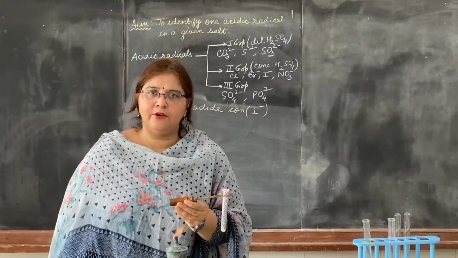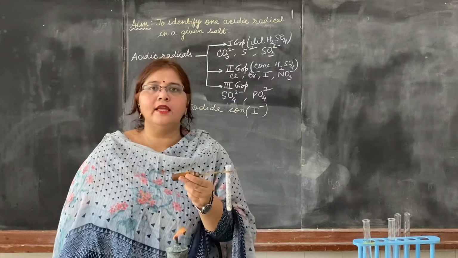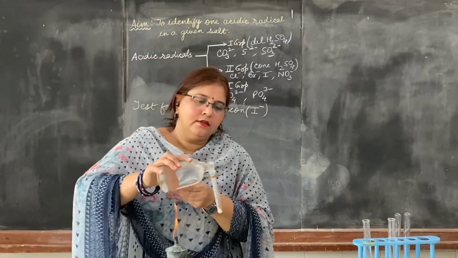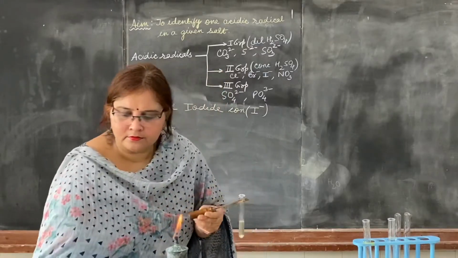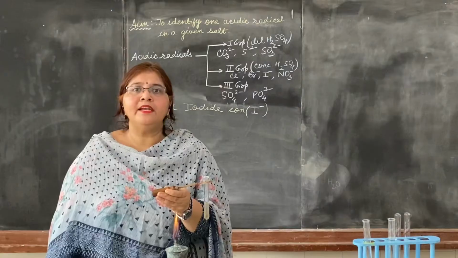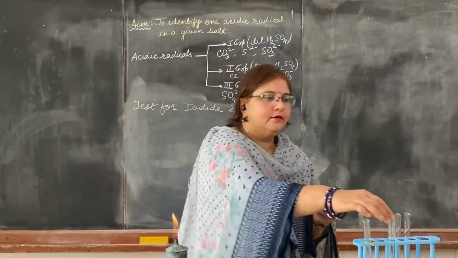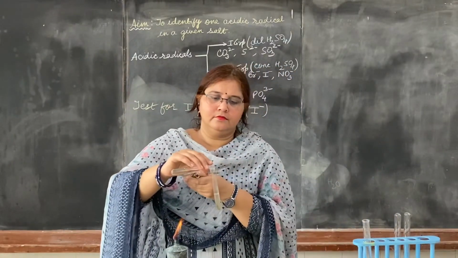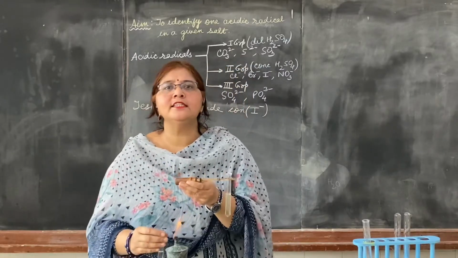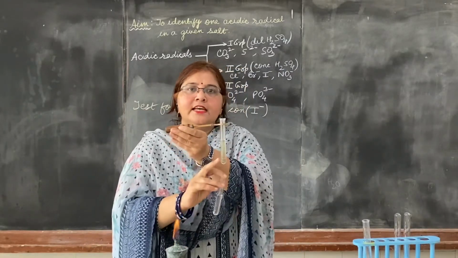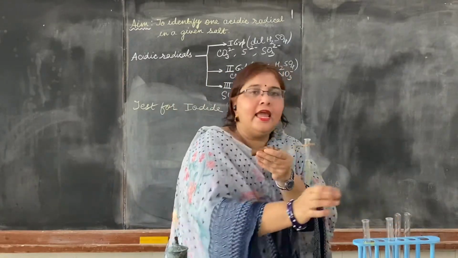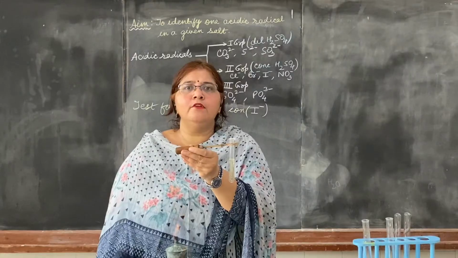Layer test for the iodide ion. Take the salt and dissolve it in dilute HNO3 by just shaking it. Then add carbon tetrachloride to it. Since carbon tetrachloride is the organic layer, it will settle down at the bottom of the test tube. Then add excess of chlorine water to it.